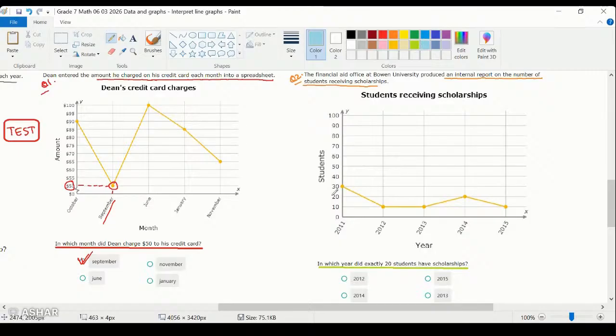We know here is a 20. We'll show how we found the answer. This was exactly 20, and 20 students were given a scholarship in 2014.